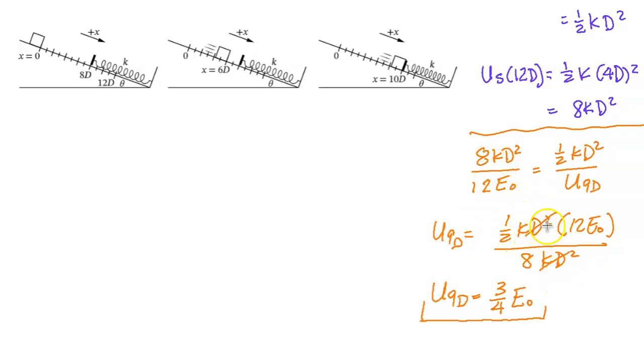We get 1 over 2 kD squared times 12 E naught divided by 8 kD squared. Notice the kD squareds cancel out, and that leaves us with, we have a 12 divided by 2, so that's going to be 6, and then 6 divided by 8, so we get 3/4. And then we still have the E naught right there. So the spring potential energy at position 9D is equal to 3/4 of E naught.